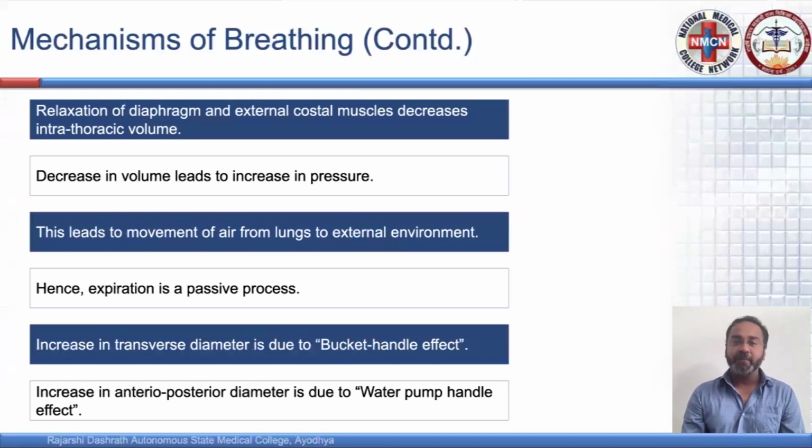Because of relaxation of the diaphragm and external intercostal muscles, there is a decrease in the intrathoracic volume. Whenever there is a decrease in volume, there will be an increase in pressure, and the pressure will increase to 761. So now the intra-alveolar pressure is more compared to atmospheric pressure, and the air will start moving from inside to outside, and that's how expiration happens. The increase in the transverse diameter is because of the bucket handle phenomenon, and the increase in the anterior-posterior diameter is due to the water pump handle phenomenon.